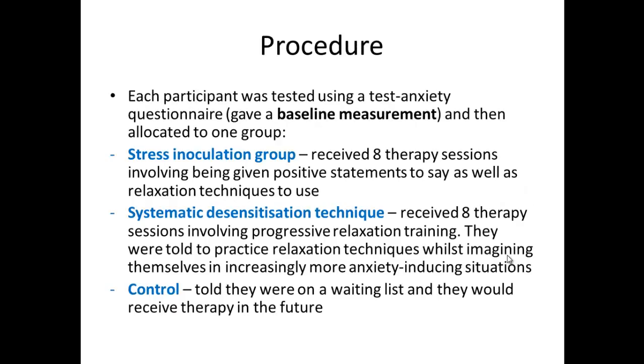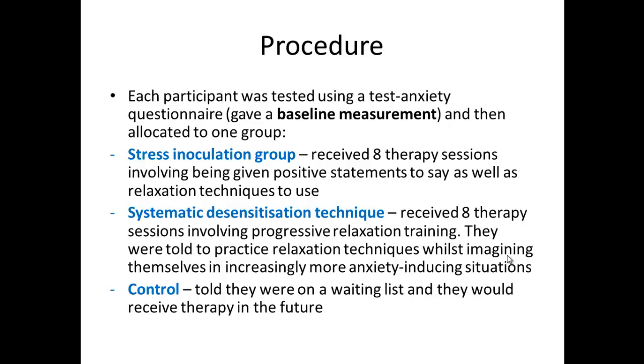So, what was the procedure? First of all, they had a baseline measurement taken, and this was a test anxiety questionnaire. After they did that, because remember they had to match them on their anxiety, they were then allocated to one of the following 3 groups. So either the stress inoculation group, this group received 8 therapy sessions, which involved being given positive statements to say and relaxation techniques to use, as I discussed earlier in terms of the 3 stages of the stress inoculation therapy.